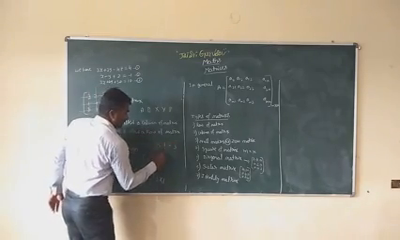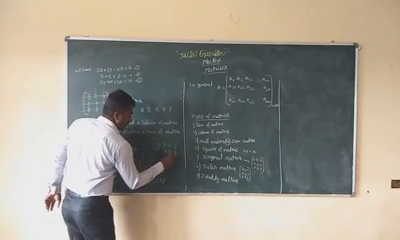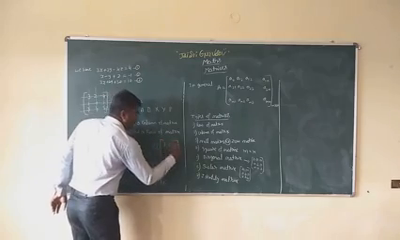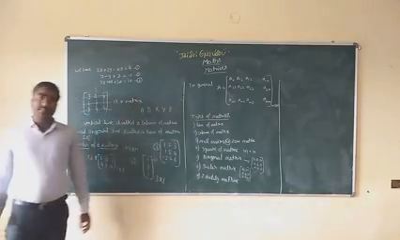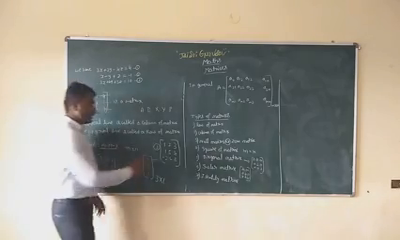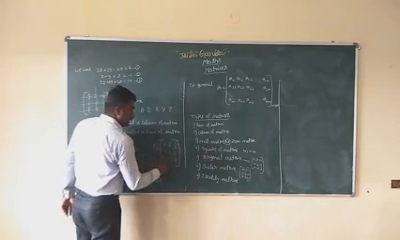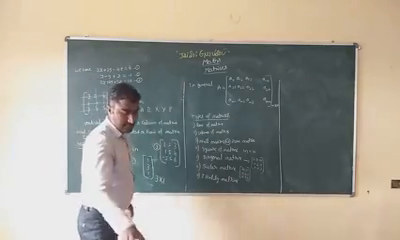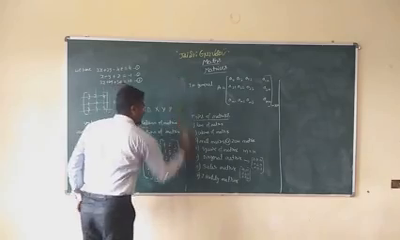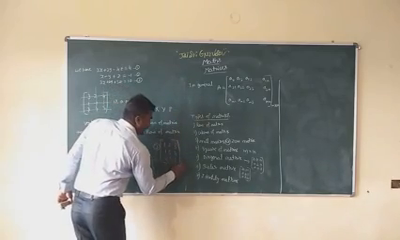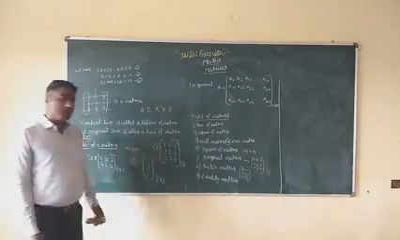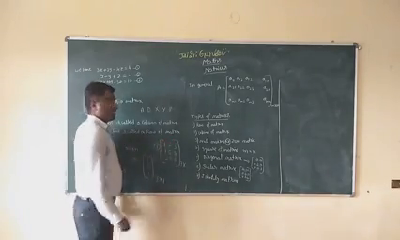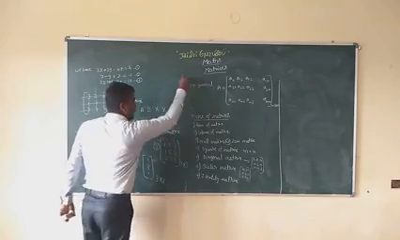1, 2, 3, 1. 5, 4, minus 2, 6, 8. It is a matrix. What is the order of this matrix? How many rows are there? This is first row, second row, third row. There are 3 rows. Therefore, it is 3 cross. It is 3 rows into how many columns are there? 1, 2, 3. 3 columns. Therefore, it is 3 cross 3 matrix.